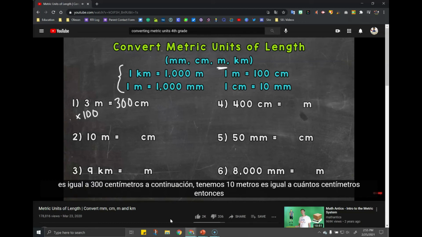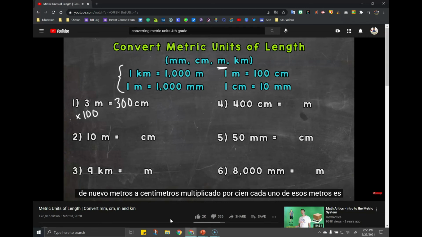Next, we have 10 meters equals how many centimeters? So again, meters to centimeters, multiply by 100. Each one of those meters is 100 centimeters, and we have 10 of them. So let's multiply, and we get 10 times 100 equals 1,000 centimeters.